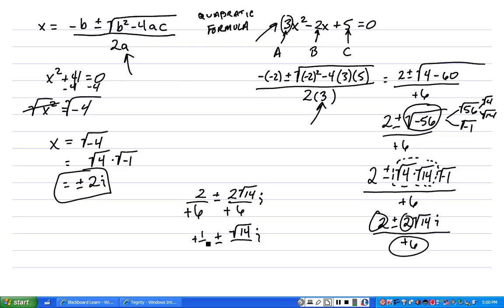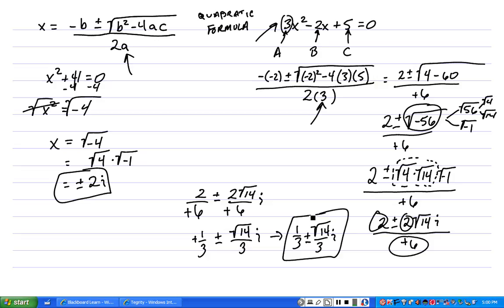Alright, so 2 over 6 is a positive 1/3 plus or minus that 2 over 6, which becomes another 1/3 I. So 1 over 3 plus or minus square root of 14 over 3, I, which I tacked on at the end. Okay, there's your answer.